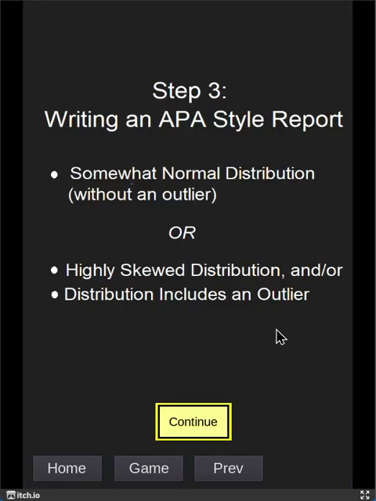All right, now the third step is we write it up, right? So we're either going to consider it somewhat normal distribution without an outlier and go with the mean and standard deviation, or we're going to consider it highly skewed and/or the distribution includes an outlier, in which case we would report the median and the IQR.